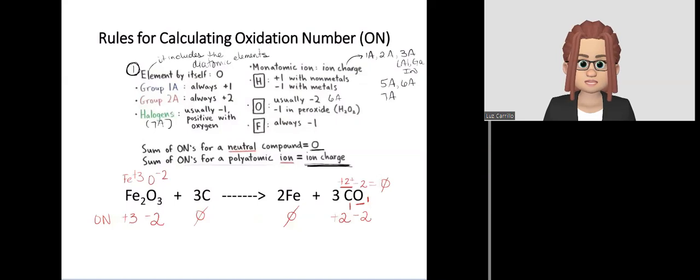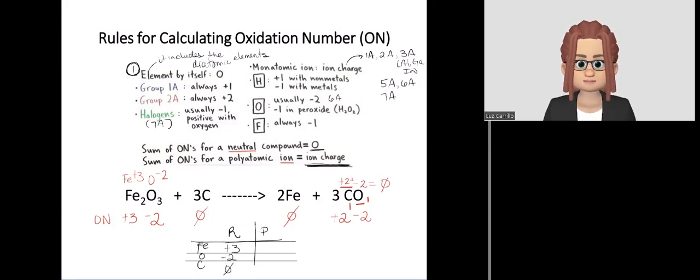So now that we have assigned all of our oxidation numbers, we can actually make a table. And in this table, we are going to write our findings. For this reaction, we have iron, oxygen, and carbon. We have the reactant side, and we have the products. I'm going to write the oxidation number of all the components that I have in my reaction. In the reactants, iron has an oxidation number of +3. Oxygen has an oxidation number of -2. Carbon has an oxidation number of 0. In the product, iron has an oxidation number of 0. Oxygen has an oxidation number of -2. And then carbon has an oxidation number of +2.